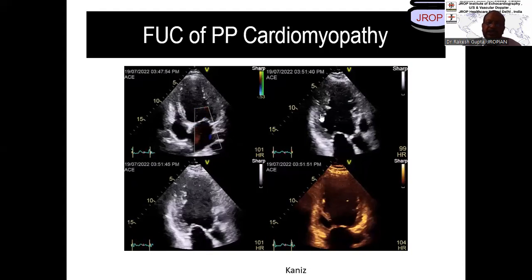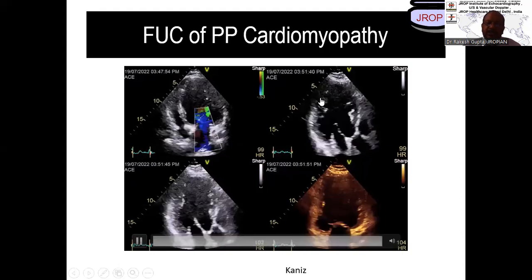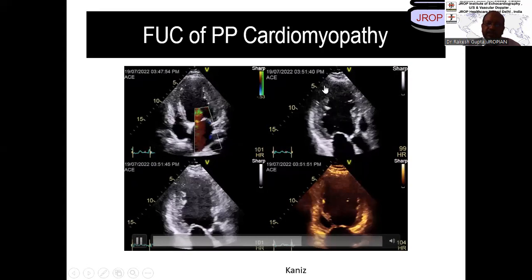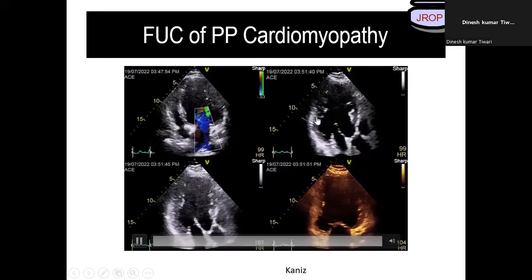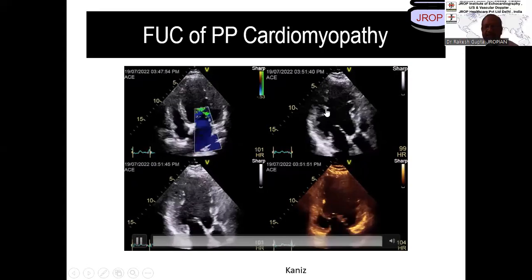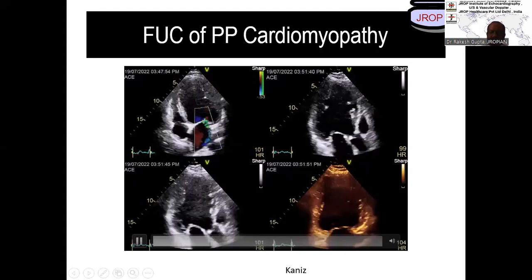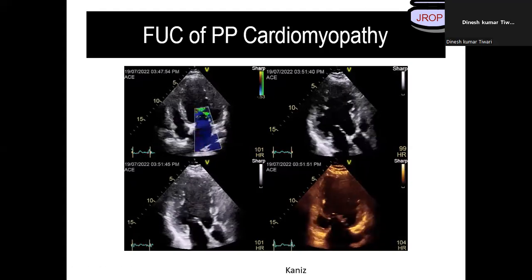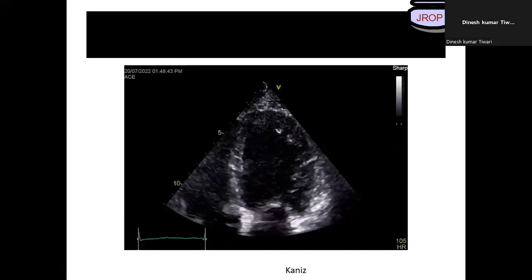And what are these segments? What is this abnormality seen over here? This is a trabeculated pattern, suggestive of non-compaction cardiomyopathy, non-compaction of heart disease.